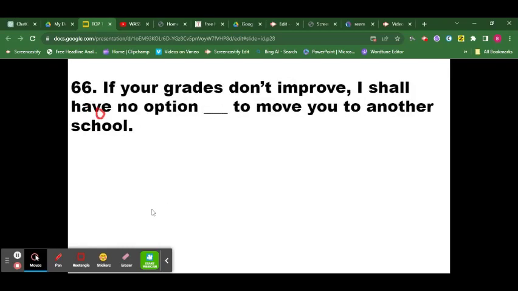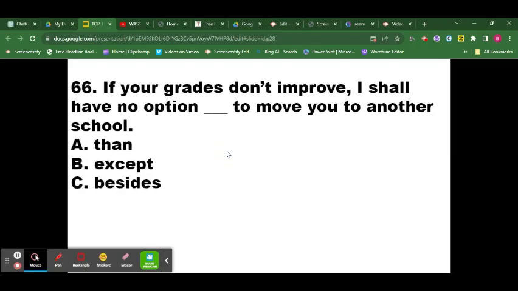So now question number 56. If your grades don't improve, I shall have no option dash to move you to another school. Option A, than. B, except. C, besides. And D, but. The correct option is D, and that is but, because here we are dealing with the use of conjunction. I shall have no option but to move you to another school.